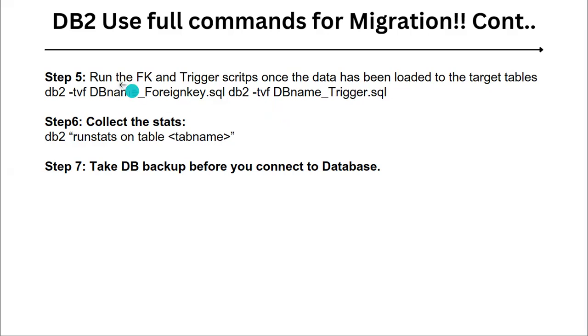Then what you need to do is run the FK and trigger script once the data has been loaded to the target tables. So same thing, db2 -tvf, you can use that and create by using this command. If you have everything in place, you can simply use this command and hit enter on that. And once everything is in place, make sure you are collecting the stats on all the tables. So, why do we run runstats?